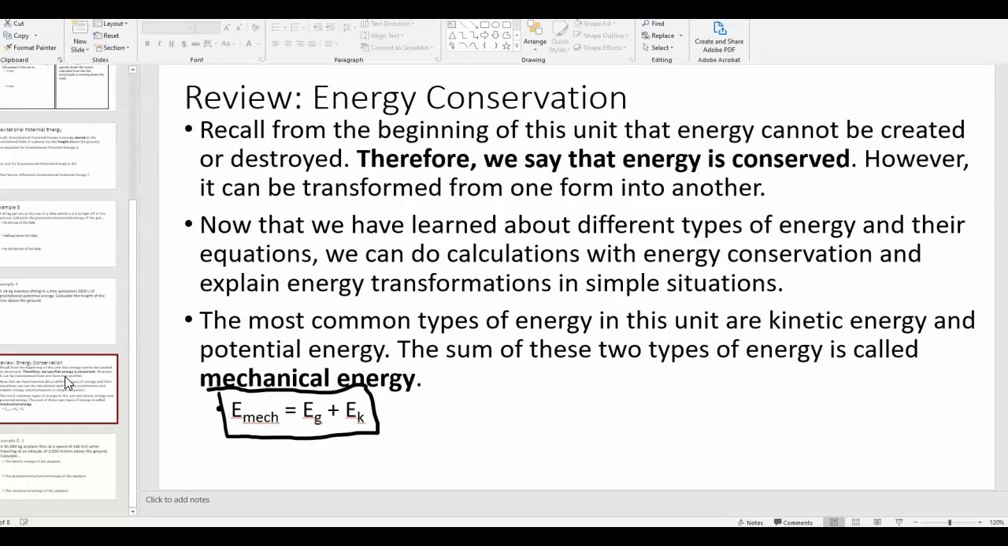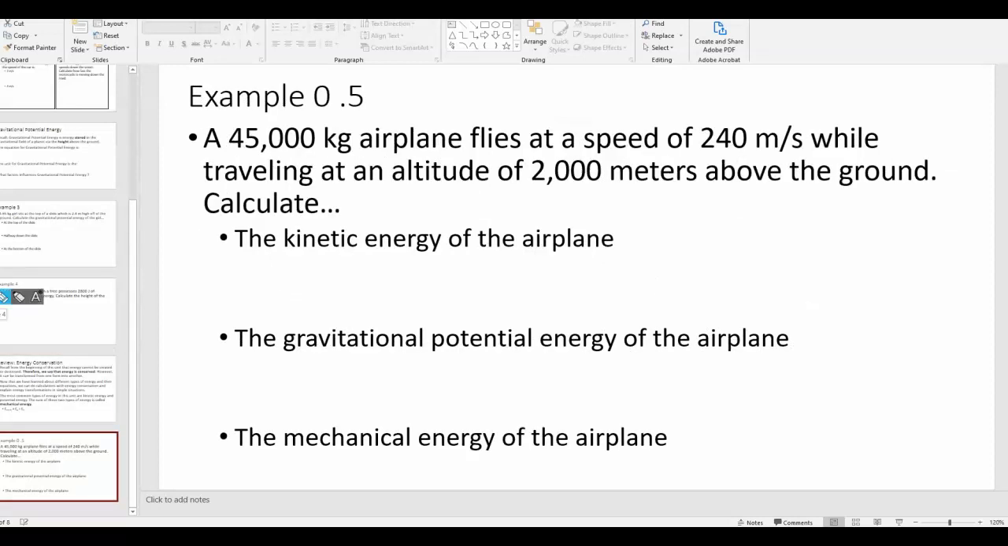All right, so we're just going to do one simple calculation using that concept. So if you know how to calculate Eg and you know how to calculate Ek, you can find E mech pretty easily. And then in the next video, we'll learn about why we're calculating mechanical energy. We haven't talked about that yet, okay, but we'll come back to that later.